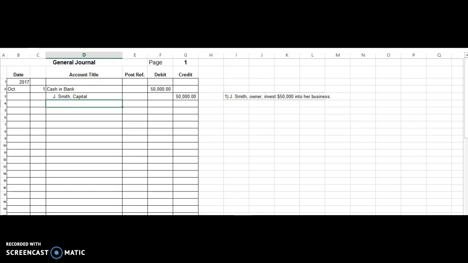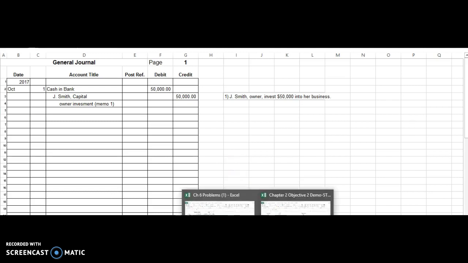And then the next one, we usually use what's called the source document or a description of what happened, okay? So you could put owner invested or owner investment. If you are in regular accounting, you would maybe have put like memo 1 or the check number or something like that.